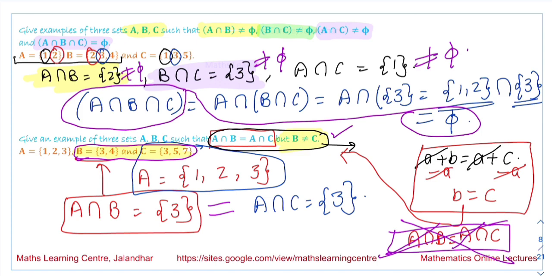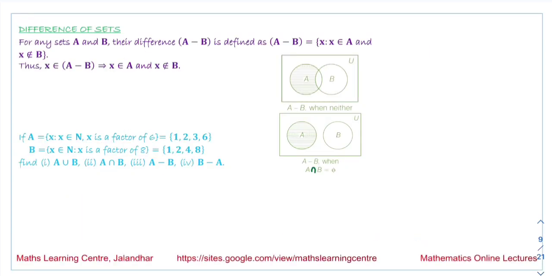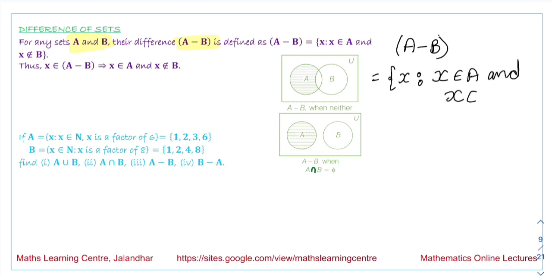The next definition we have is the difference of sets. So for any two sets A and B, the difference A minus B is defined as a set with elements x. And what kind of elements does it have? It has all the elements of A which are not present in B. That is, x belongs to A, but x does not belong to B.